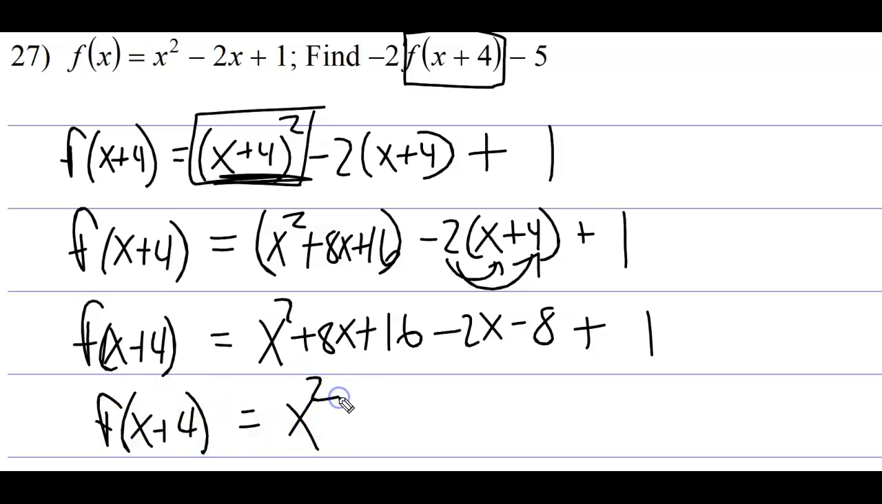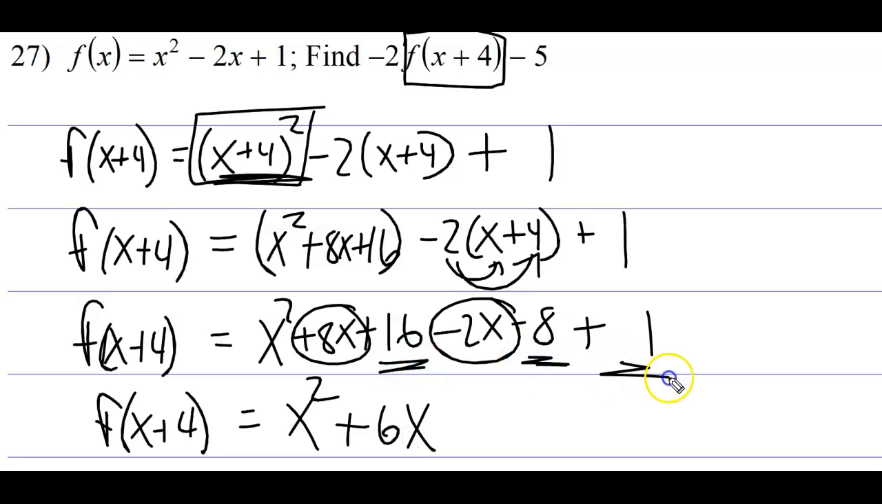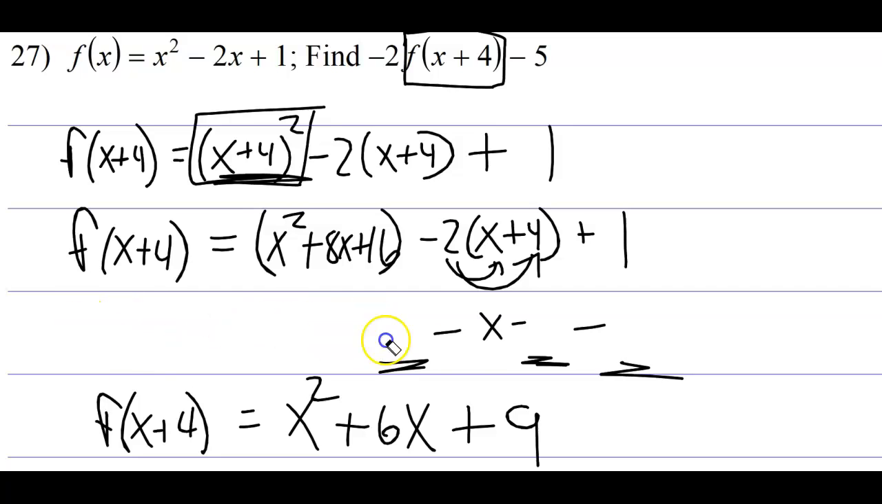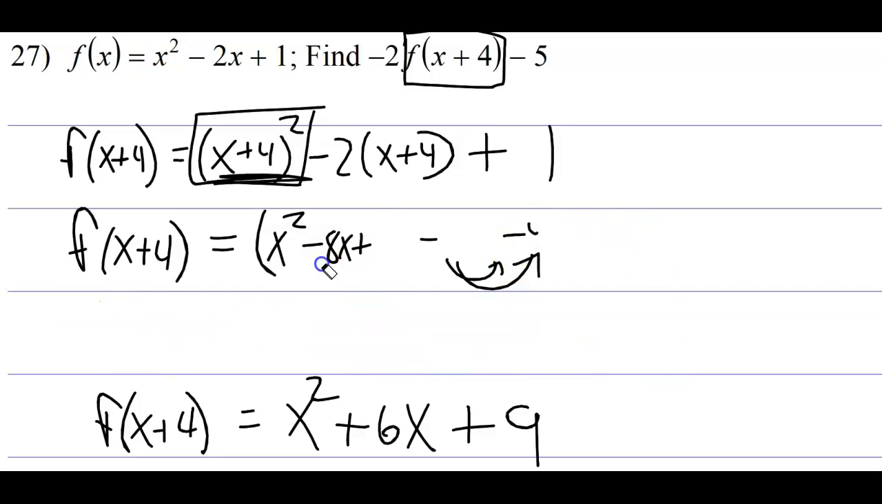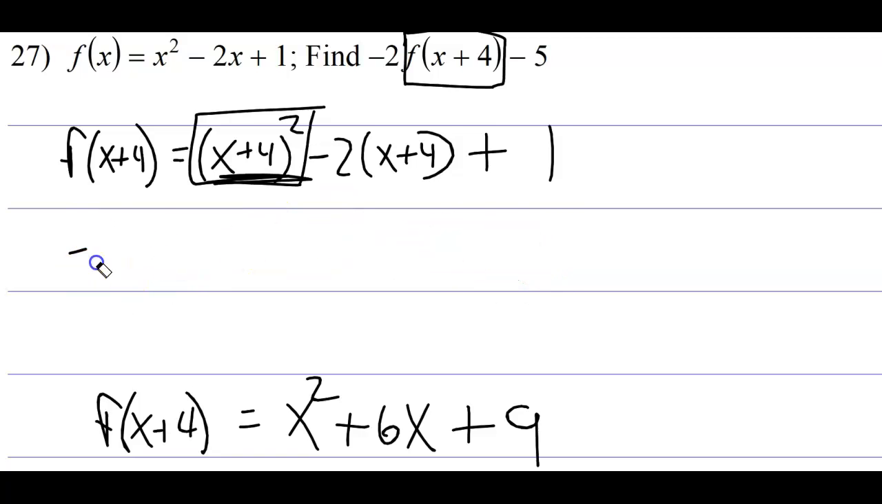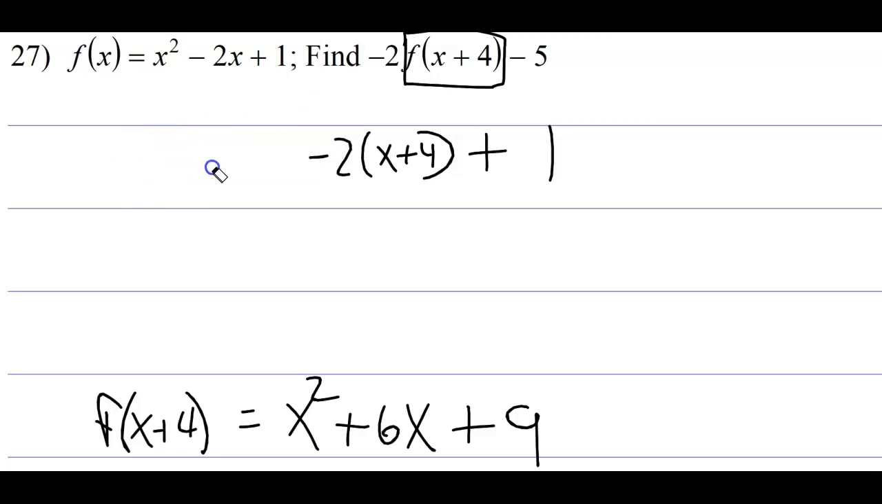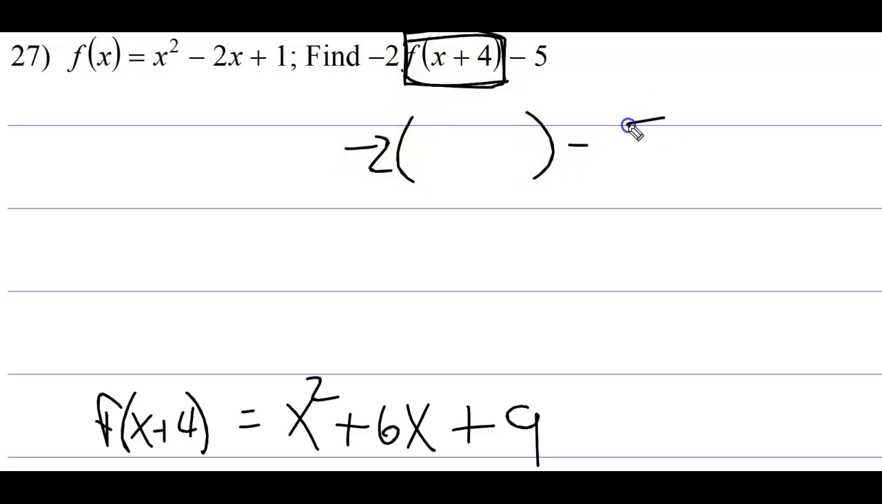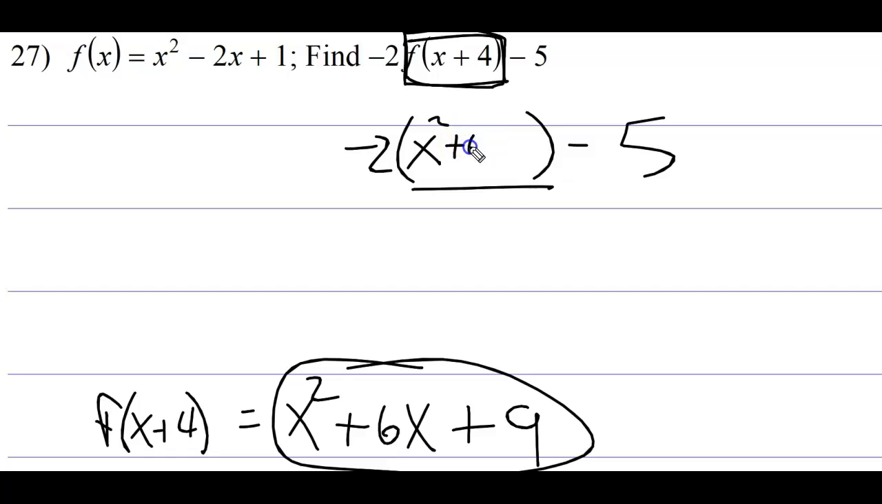X squared has no like terms. 8x can be combined with negative 2x to make 6x. 16 and negative 8 and 1 can be combined to make 9. Okay, so now after having done all that work, clean this up a little bit, we now see that f of x plus 4 is equal to what I have down there in the bottom, x squared plus 6x plus 9, right? So after you've done the f of x plus 4, the one that I put a box around in the very beginning, we're going to get rid of it, and in its place, we're going to put what we found it to be. It's x squared plus 6x plus 9.